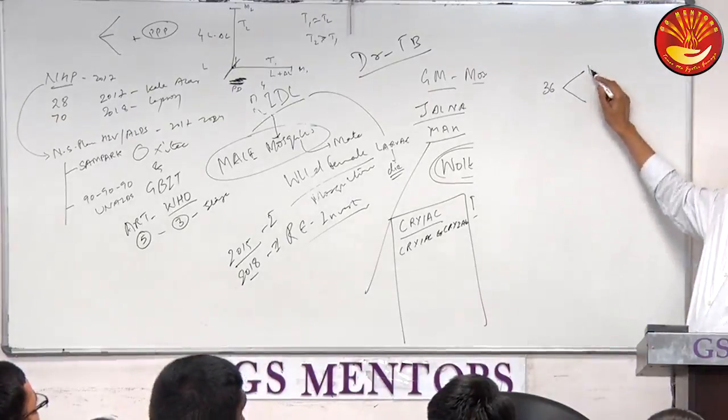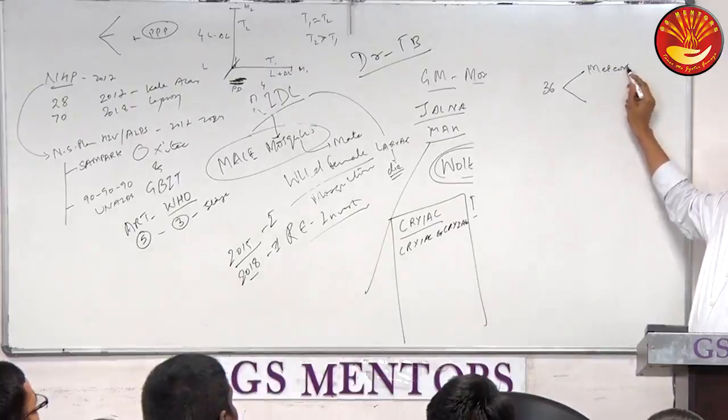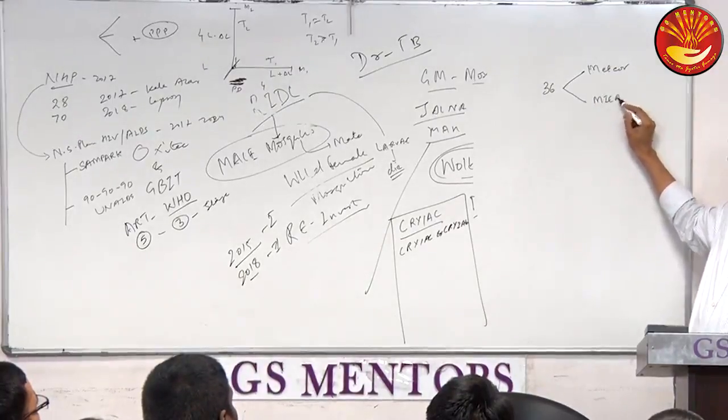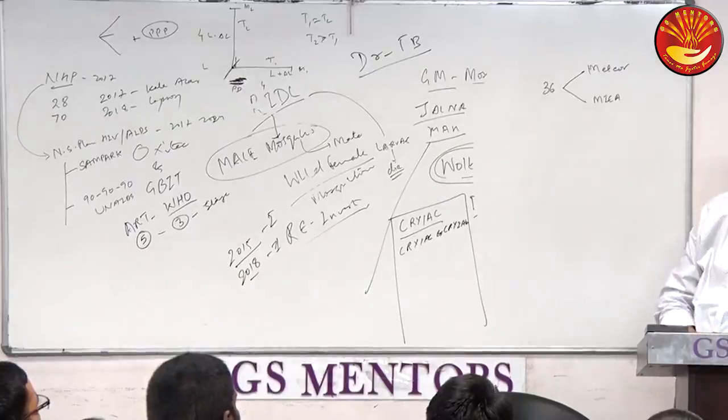Meteor. Very good, excellent. And the other is Mica. These are the two missiles for Rafale.